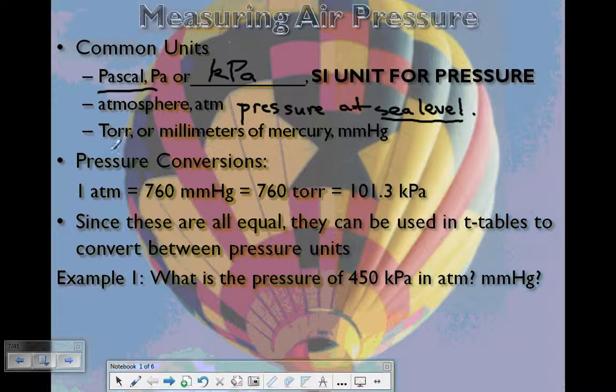Another unit for measuring air pressure is called torr, which is equal to millimeters of mercury. Torr is just another way of saying millimeters of mercury, because mmHg is kind of awkward. So here are our unit conversions. 1 atmosphere is equal to 760 millimeters of mercury, which is equal to 760 torr, because remember, I just said they are the same. See, 760, 760, they're the same. And you already knew this one, STP is 101.3 kPa.